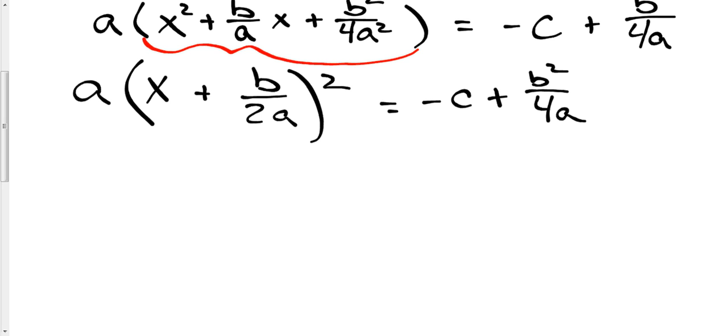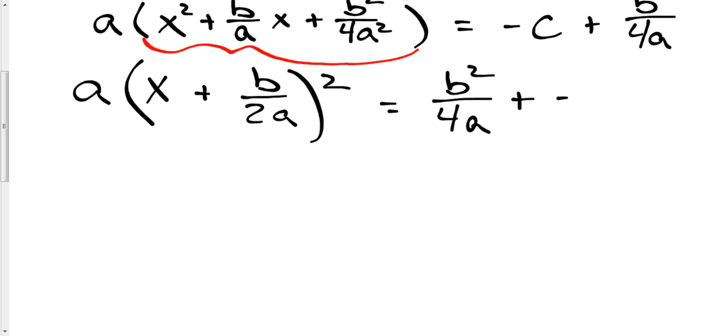So I'm going to switch the order around, because addition is commutative. What does it mean to be commutative? I can switch the order around. So I'm going to have b squared over 4a plus a negative c. And what's an easier way to write plus a negative c? Minus c.